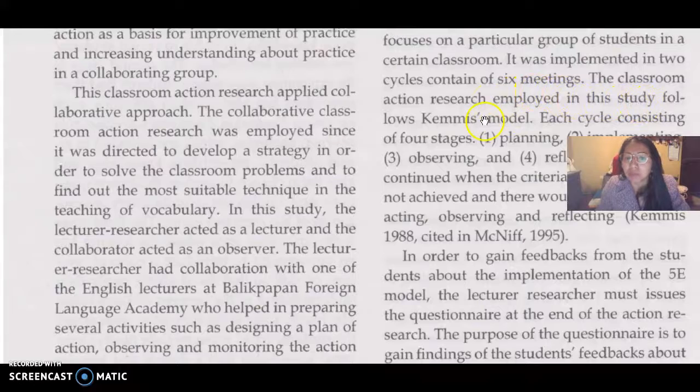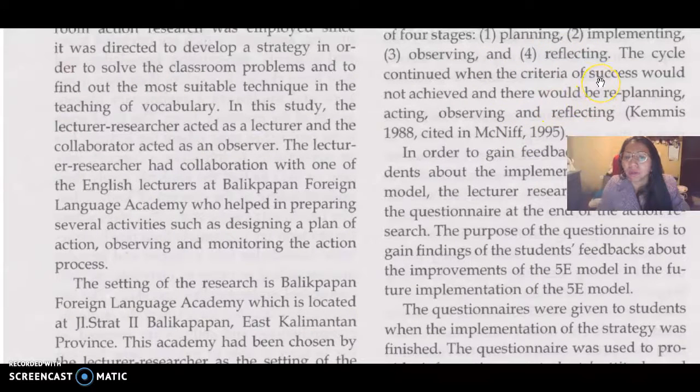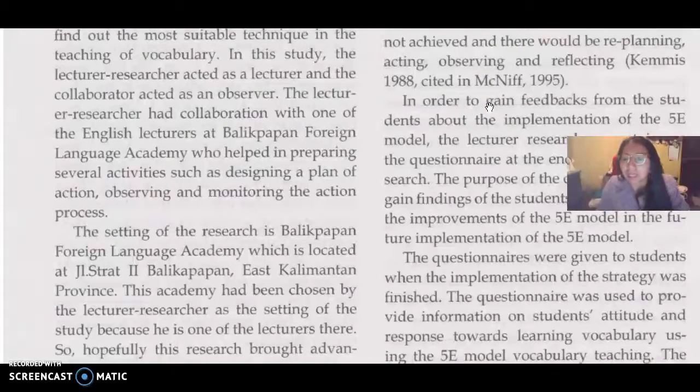research. The classroom action research employed in this study follows Kemmis' model, each cycle consisting of four stages: planning, implementing, observing, and reflecting. The cycle continues until the criteria of success are achieved, and there could be planning, acting, observing, and reflecting again. This is the process the author followed to make the research.